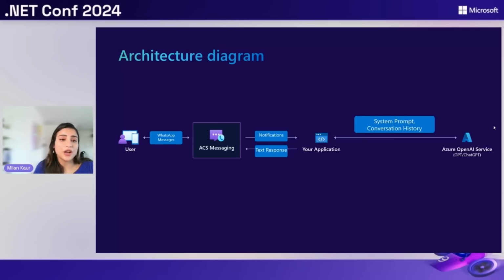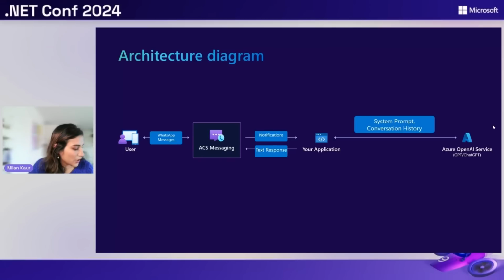In the Azure portal, you have connected Azure Communication Services to the WhatsApp business account so that the Azure messaging service handles the messages that are coming to the number on WhatsApp and passes those notifications to your application. The application takes the conversation history, takes the system prompt, passes it to Azure OpenAI service to get a human-like response based on the system prompt, and that again is passed from your application back to ACS messaging service, which is rendered as a WhatsApp message on the user's phone.